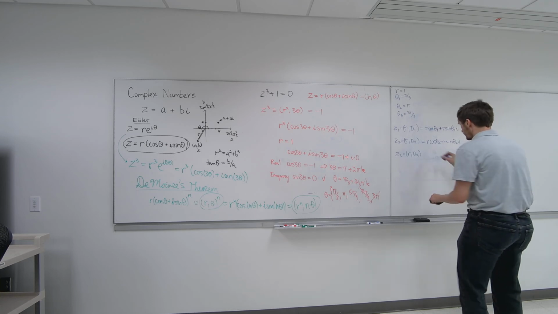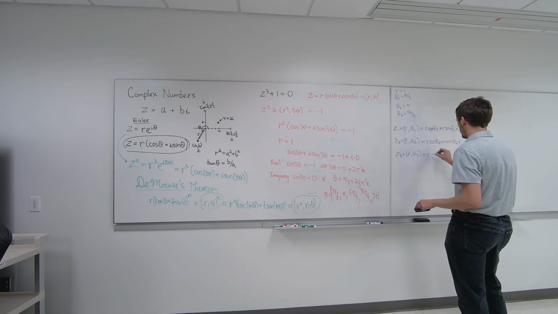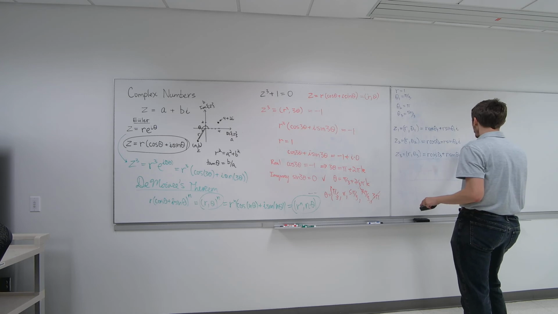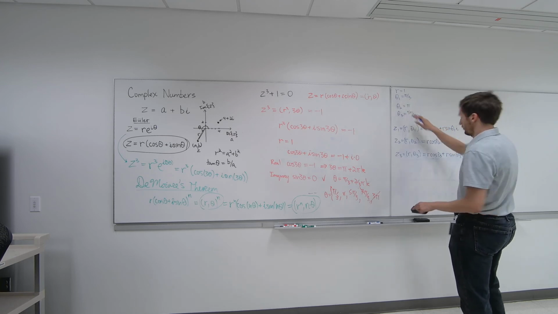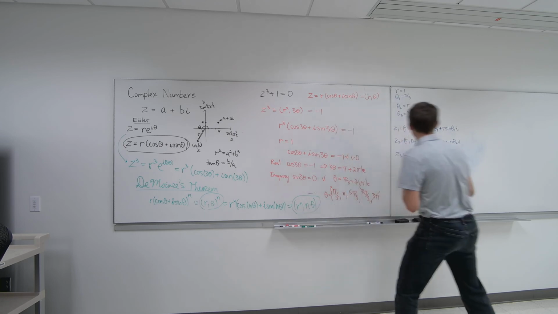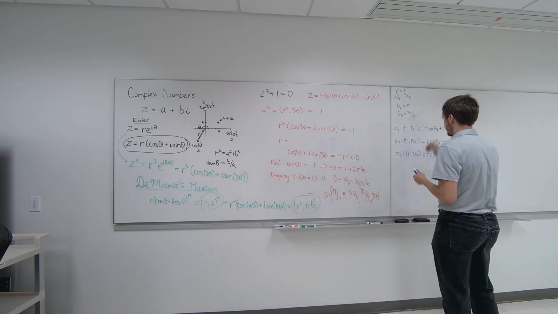And we're going to do this first after I write z3, which is r cosine theta 3 plus r sine theta 3 I. Now we have theta 1, 2, and 3. We're going to use it all and plug it in. And we finally get this.